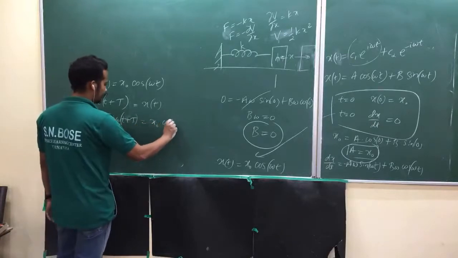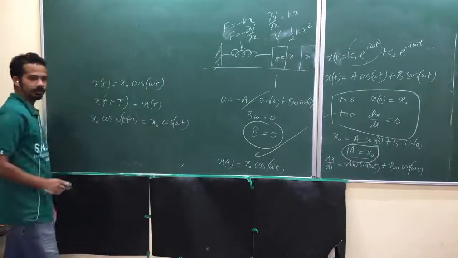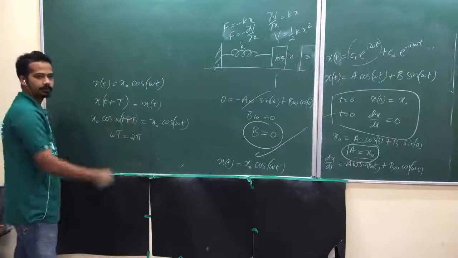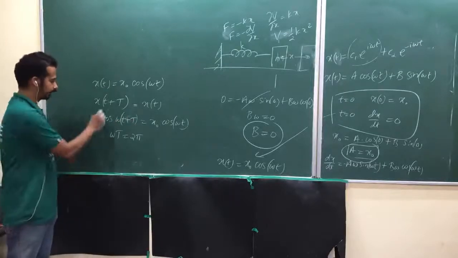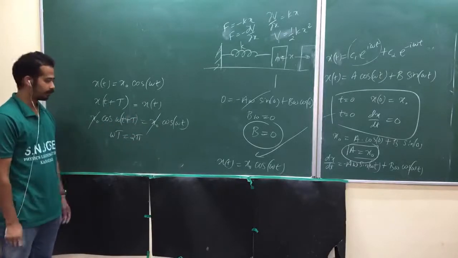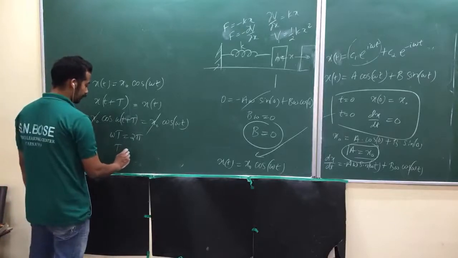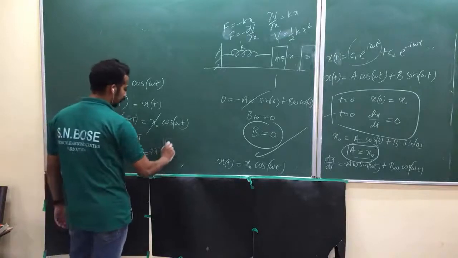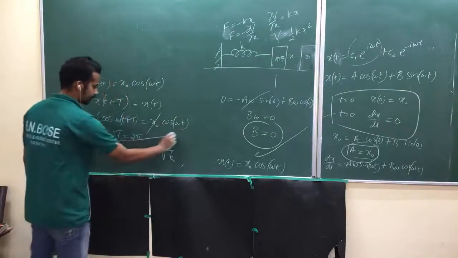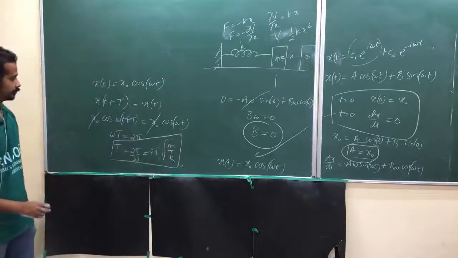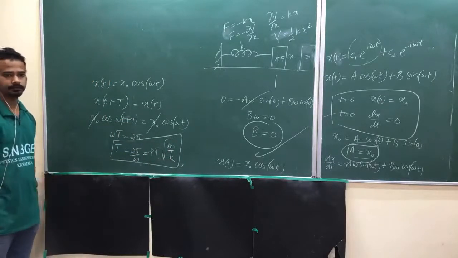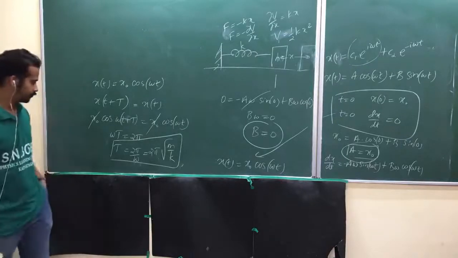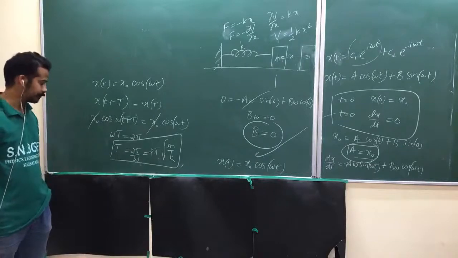X naught into cos omega t. Then omega t should be equal to 2 pi. Why? Cos of theta plus 2 pi is cos theta. Are you getting my point? So then t is equal to 2 pi by omega. Omega is equal to root of k by m, so the time period is root of m by k times 2 pi. Your time period is given by this equation, and it depends on mass.